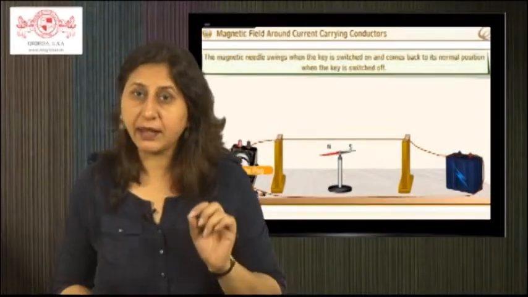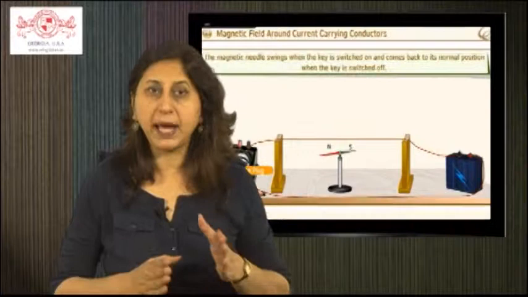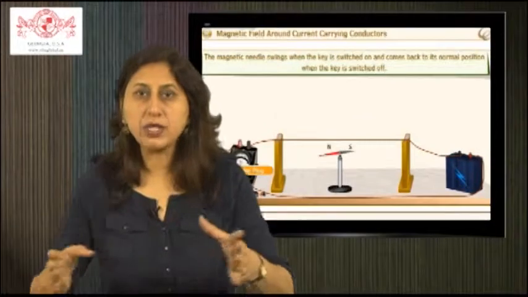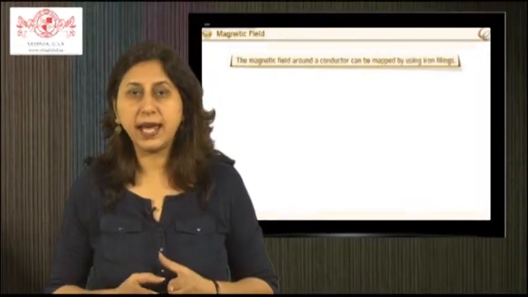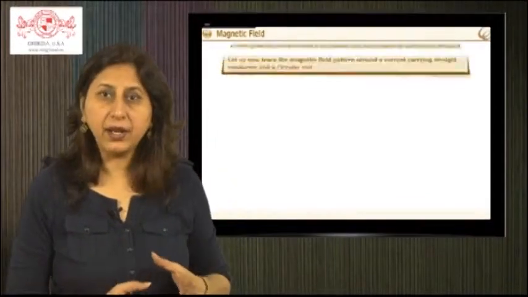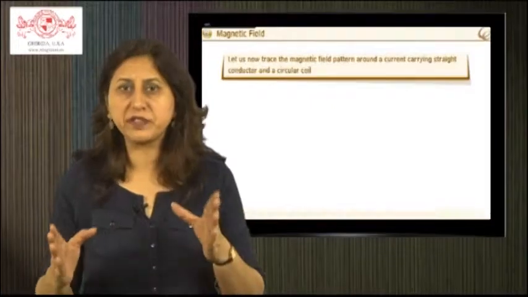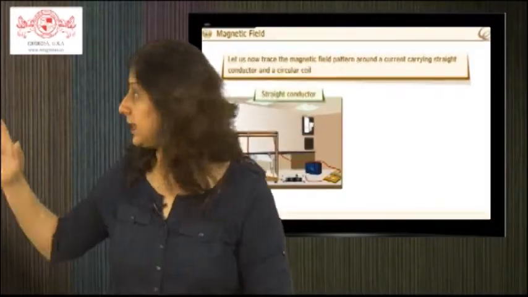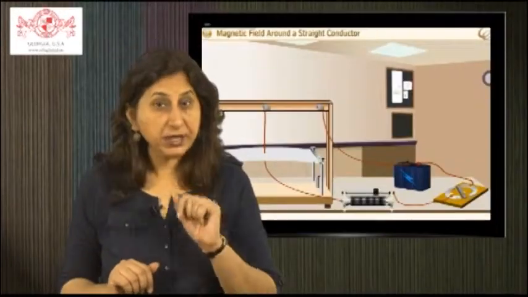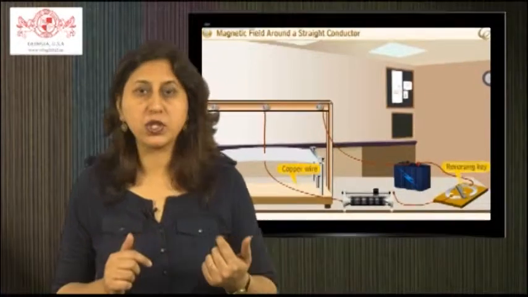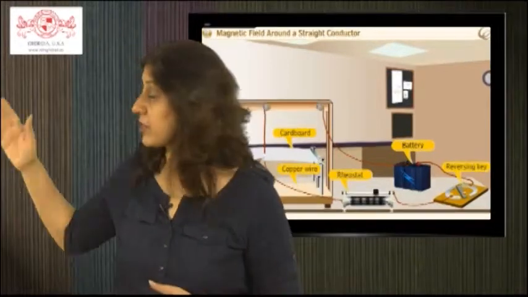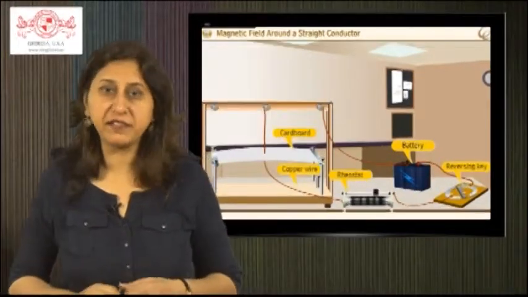The magnetic field around a conductor can be mapped by using iron filings. Let us now trace the magnetic field pattern around a current carrying straight conductor and a circular coil. Arrange a copper wire, reversing key, rheostat, battery and a thick sheet of cardboard with a hole at its center as shown. Sprinkle some iron filings on the cardboard. Now tap the cardboard gently to overcome the force of friction and inertia of the iron filings. Observe that there is no change in the arrangement of iron filings.